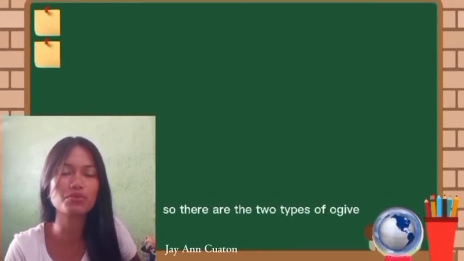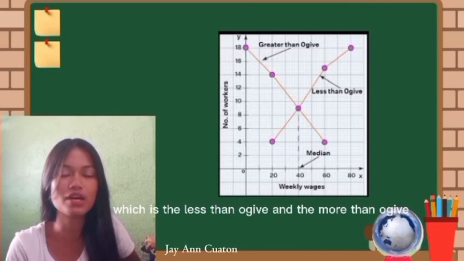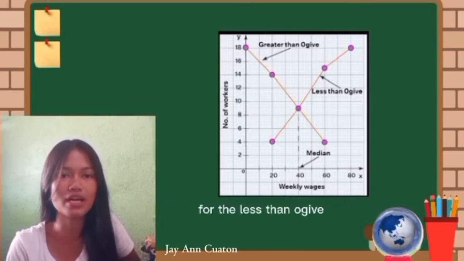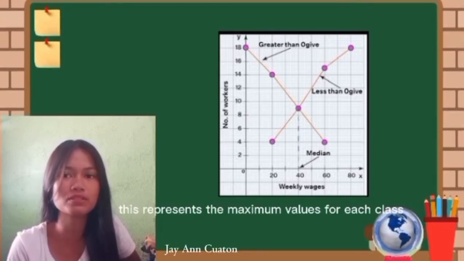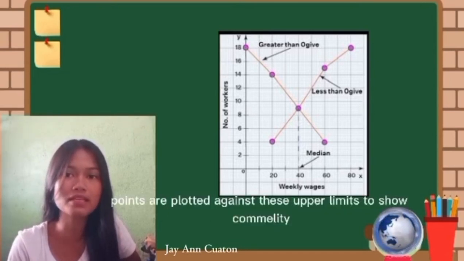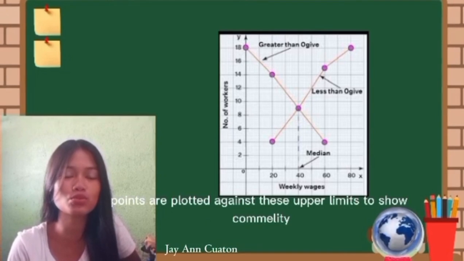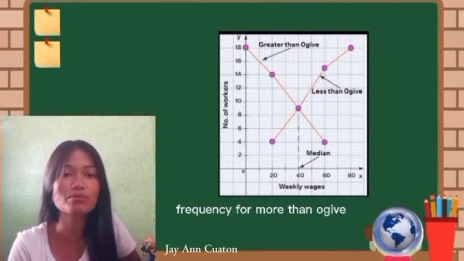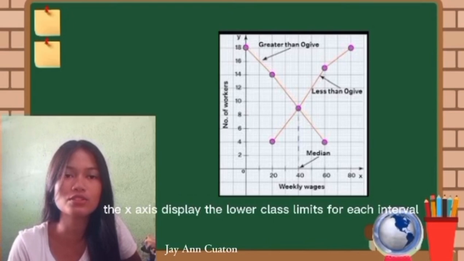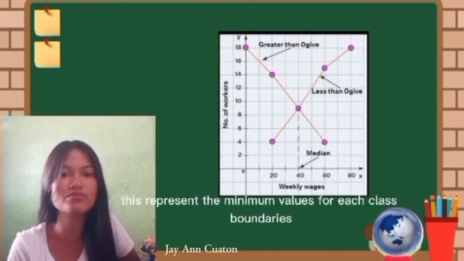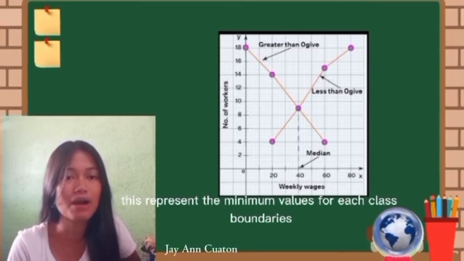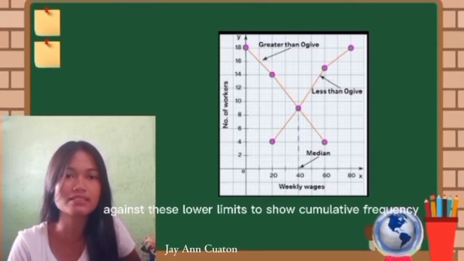There are two types of ogive: the less than ogive and the more than ogive. For the less than ogive, the x-axis displays the upper class limit of each interval. This represents the maximum values for each class boundary. Points are plotted against these upper limits to show cumulative frequency. For the more than ogive, the x-axis displays the lower class limits for each interval. This represents the minimum values for each class boundary. Points are plotted against these lower limits to show cumulative frequency.